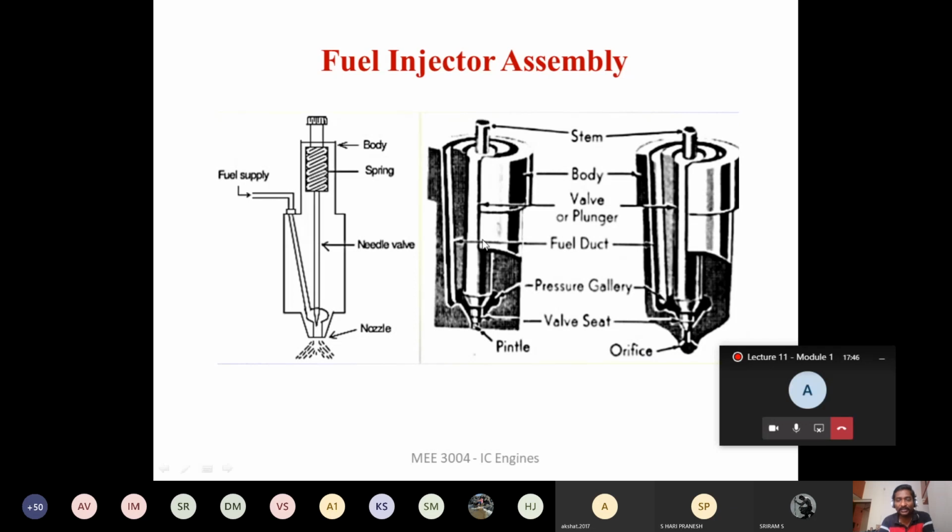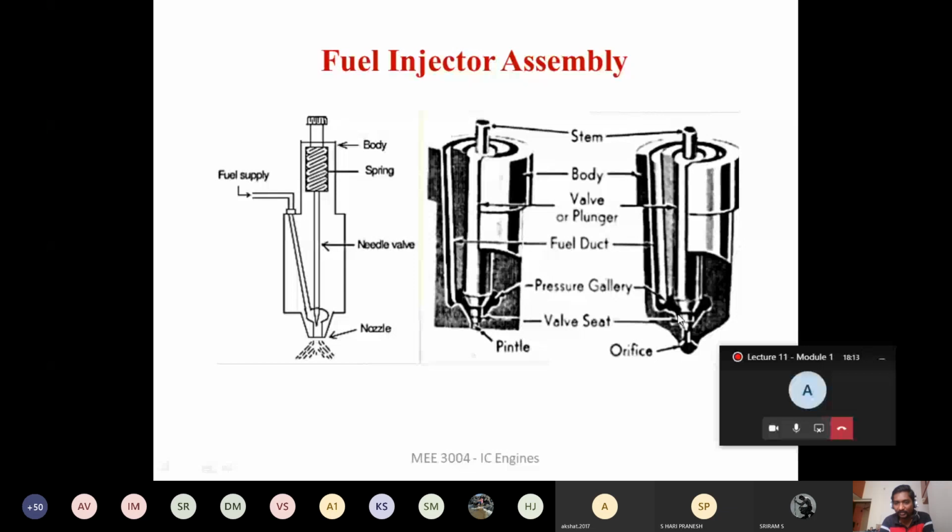I have told you that there are two ways by which the fuel can be injected. One is by having an orifice at the bottom of the nozzle, a small opening at the bottom of the nozzle. Or you can have a pintle. A pintle is nothing but a needle here. When a needle is there, the fuel is going to issue through the annular space between the needle and the opening of the nozzle. This is the flow passage through which fuel is supplied. Here also you can see.